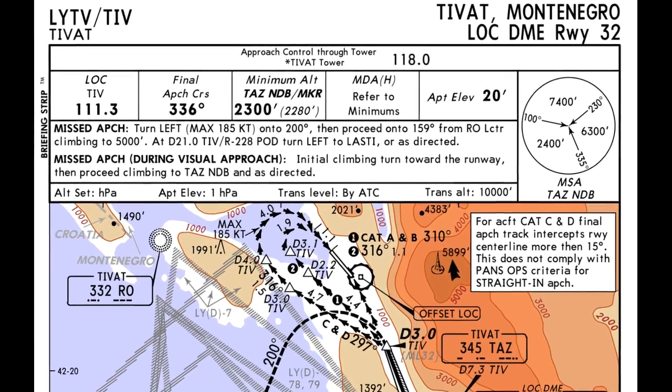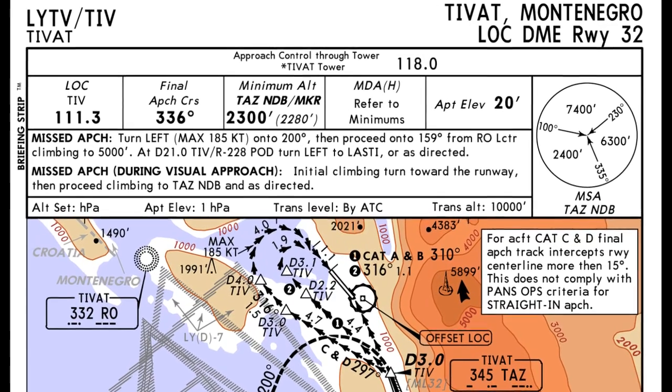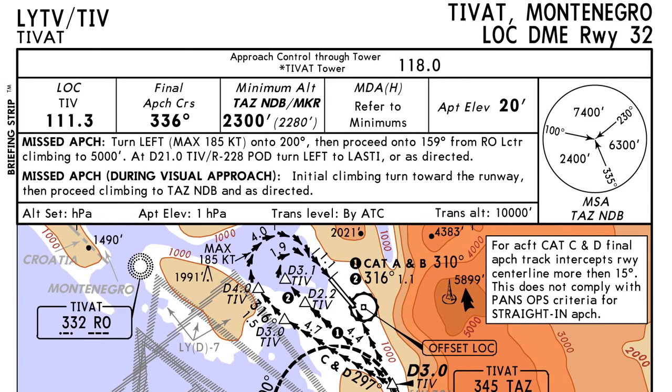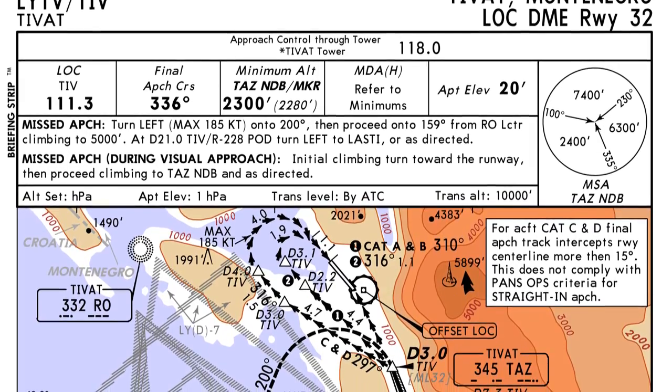This is the Tivat approach, the localizer Tivat approach, but not a straight in. We're actually going to do a circle to land procedure for the Tivat approach. We'll do the localizer DME runway 32 approach, and then we'll do a circle to land runway 14.